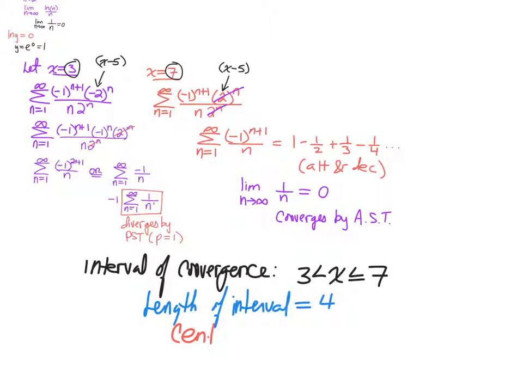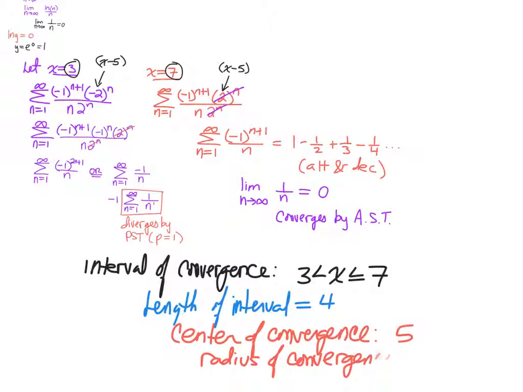The center of convergence. Well, once you have the interval itself, the center is very easy because all you're doing is finding the average. It's just going to be 5. And the radius of convergence, you could do that one of 2 ways. If you know the center is 5, you're going out 2 in each direction, or it's just half of whatever the length of the overall interval is. So either way, it's going to be 2.